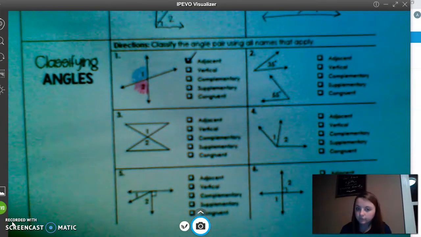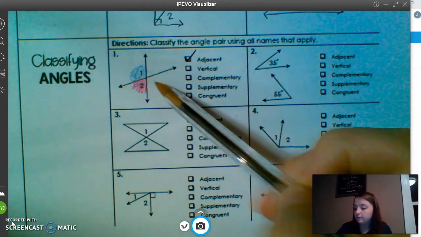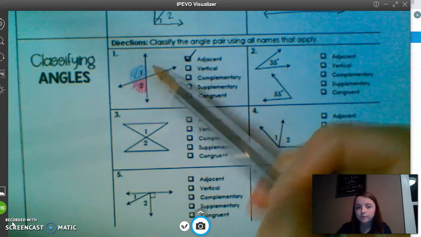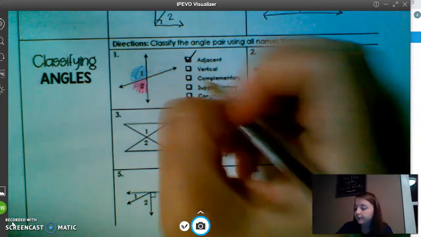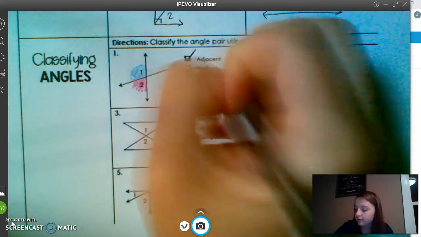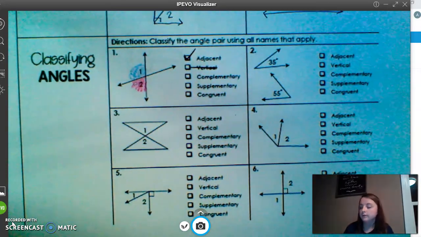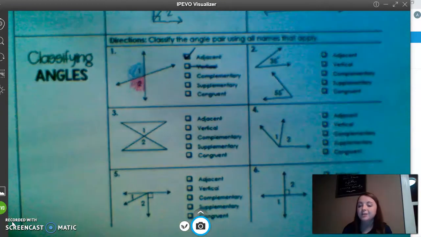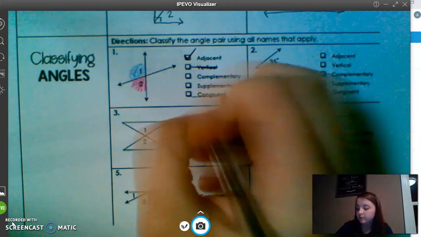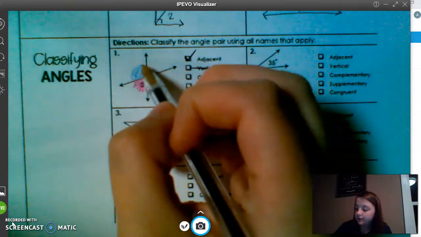Vertical angles. Are they straight up and down from each other across the vertex or the origin there? No. These two would be vertical and these would be vertical. So they are not vertical. Now, remember, vertical angles are congruent. Those two angles are not vertical, and they're not shown as congruent, so we can't say that they're equal or congruent.